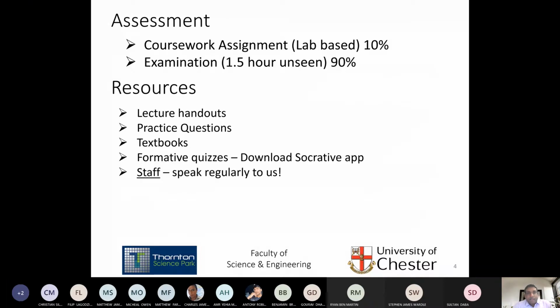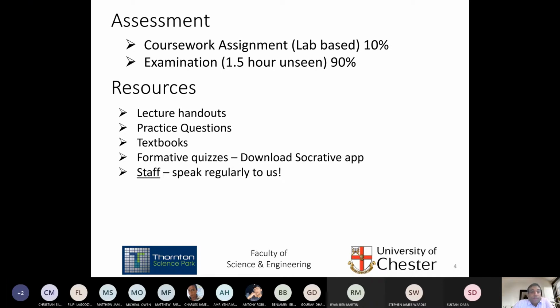In terms of the assessment, we will have a coursework assessment, which is based on a single lab, which will take place next year, of 10%, and you'll also undergo an examination of 90%. The resources that will be made available to you are lectures. You'll also get a lot of practice questions in the tutorials. You have the textbook that has been referred to you, but also there are many other textbooks in the library.